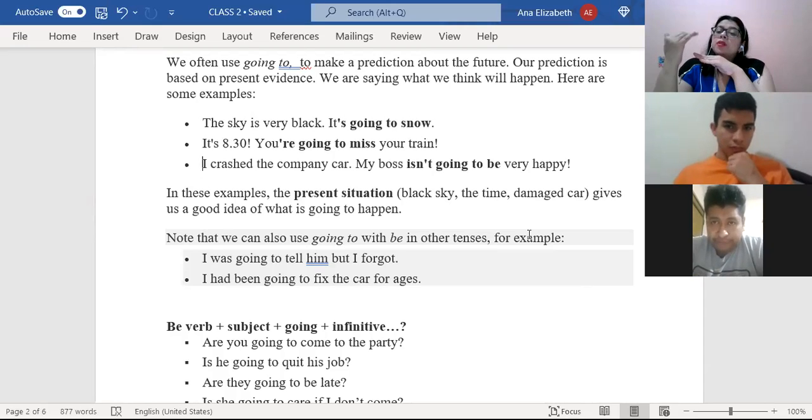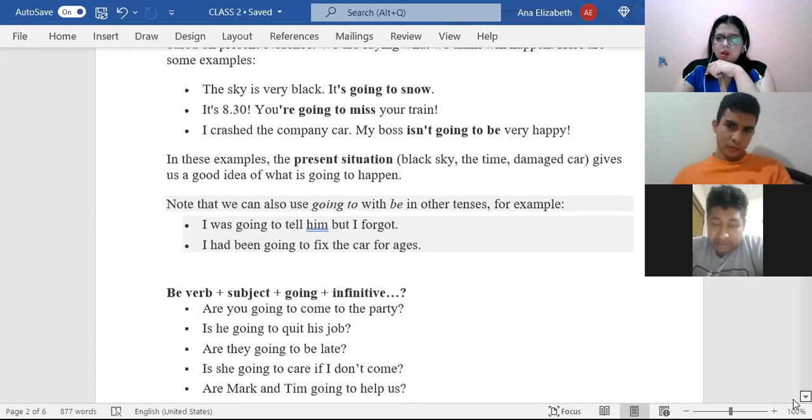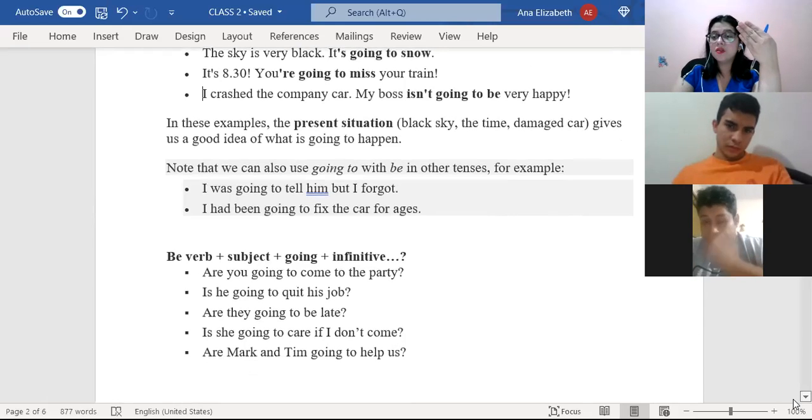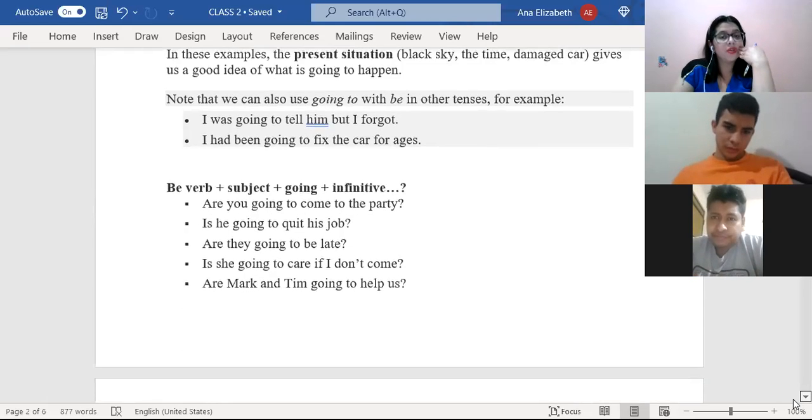Por eso dice que se puede utilizar en otras formas, ¿ok? I was going to tell him, but I forgot. I had been going to fix the car for ages, ¿ok? Pero ese no es muy común. El más común es when we use the going to for future, ¿ok?